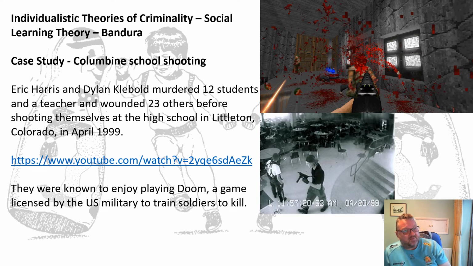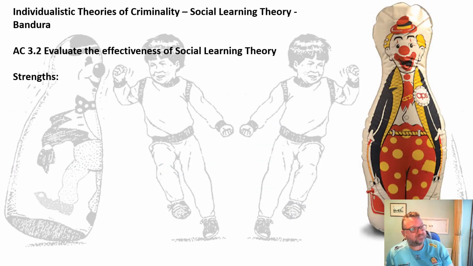And that is a clip of Harris and Klebold taken from the school security cameras as they went around the school with semi-automatic weapons shooting the place up. So again, these ideas that by watching something, imitating role models or imitating the model that they're seeing, people copy the behaviour and then act out in a criminal way.